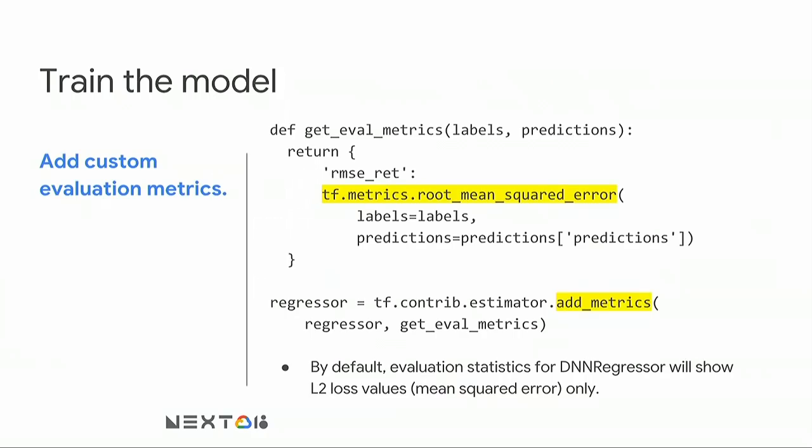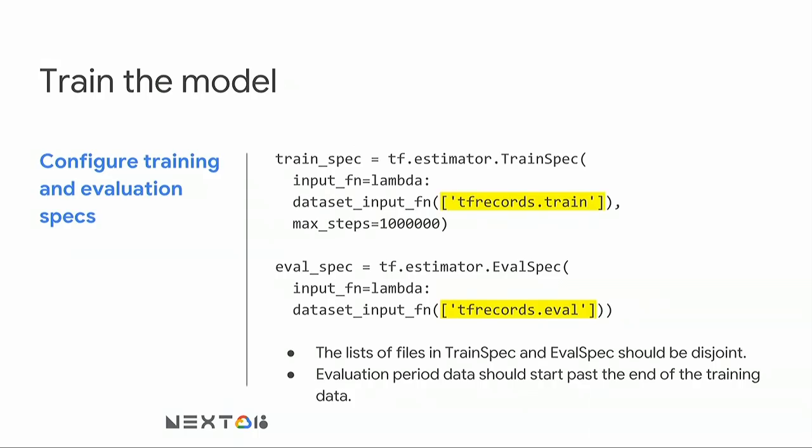So how to train the model? One thing before we get to training is you may want to add some custom performance metrics, evaluation metrics. By default, DNNRegressor has one metric. It shows L2 loss values, which is mean squared error. And it may be useful to have root mean squared error as well. So this is how you add the custom evaluation metrics. OK, so we're almost at the point where we're training the models.